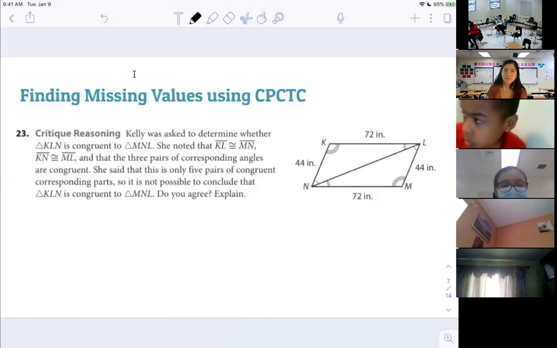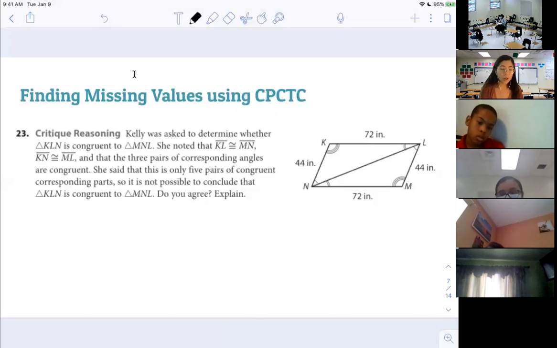Kelly was asked to determine whether triangle KLN is congruent to triangle MNL. She noted that line KL is congruent to line MN and KN is congruent to ML, and that the 3 pairs of corresponding angles are congruent. She said that this is only 5 pairs of congruent corresponding parts, so it is not possible to conclude that triangle KLN is congruent to triangle MNL. Do you agree? Explain.